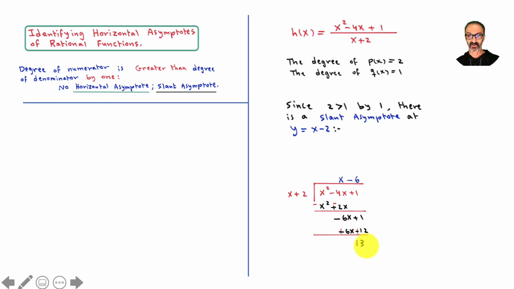So what this means, it means the following. That your fraction or rational function is the quotient x minus 6 and the remainder 13 out of x plus 2. Yes, x plus 2. So towards infinity, what happens here? This will go to 0. This is what will stay with you. And that is called slant asymptote.